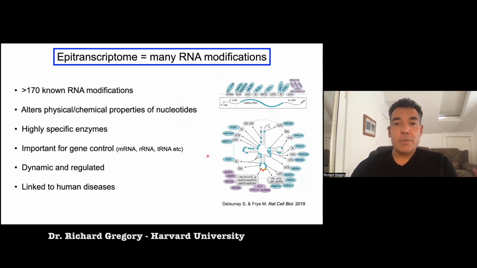So today I'm going to be talking about 2 modifications that occur on tRNA. One is M7G that occurs at position G46 within the variable loop of a tRNA. And the second is m3C at C32, which occurs in the anticodon loop.